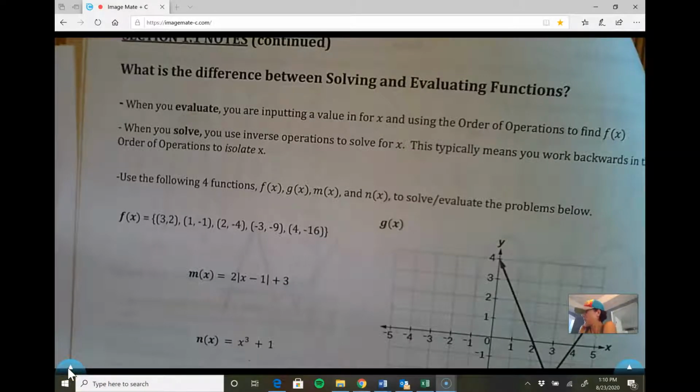So we are going to continue on with 1.1. We're going to look at solving and evaluating in functions. So you have seen this in Algebra 1. It might look a little different though because of the way it's presented in Algebra 2.